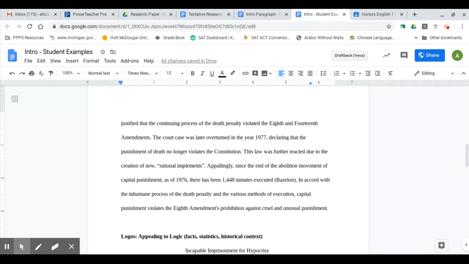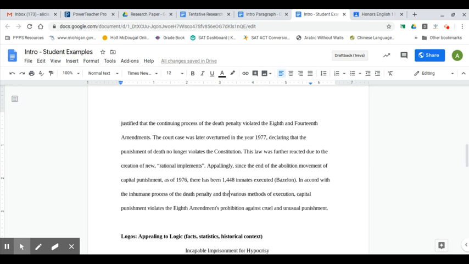Appealingly, since the end of the abolition movement of capital punishment, as of 1976, there has been 1,448 inmates executed. In accord with the inhumane process of the death penalty and the various methods of execution, capital punishment violates the Eighth Amendment's prohibition against cruel and unusual punishment.